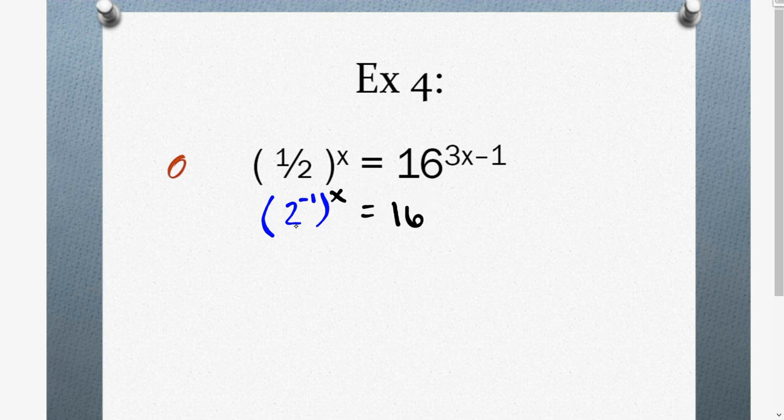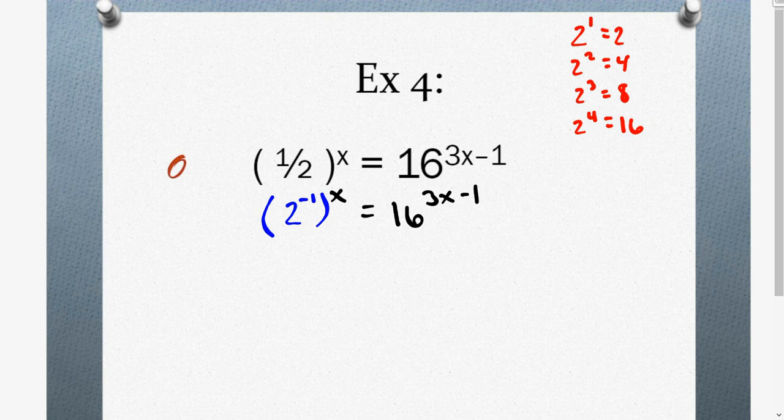Otherwise, you end up in fractional purgatory. So 2 to the -1 to the x equals 16 to the 3x minus 1. So we see here that I have a base of 2 and a base of 16. Obviously, those are not the same. Is it possible for me to write 16 as a power of the smaller base, 2? Well, let's see. 2 to the first is 2, 2 squared is 4, 2 cubed is 8, getting closer. 2 to the fourth is, yep, 16. So I can use 2 to the fourth as my base instead of 16.